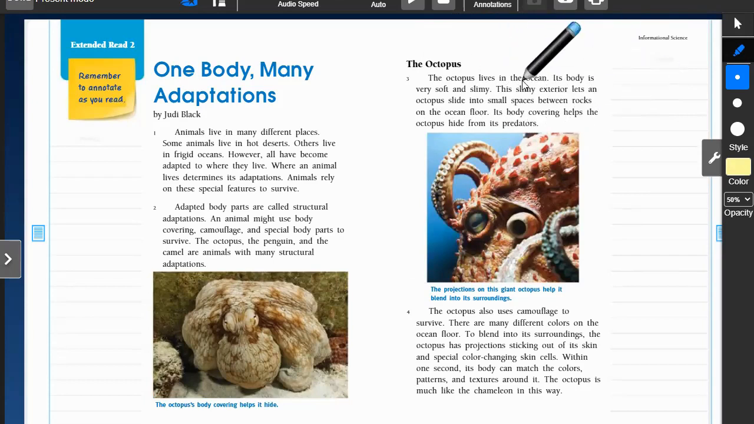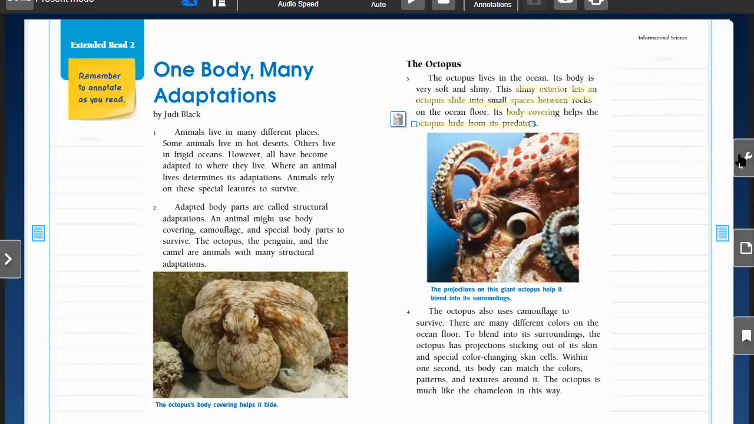In this paragraph, we just learned about an adaptation, and the adaptation we just read about is its slimy exterior. So that's its body covering, okay? The whole thing covering the octopus, it's slimy. How does it help it survive? Well, it says right here that the slimy exterior lets an octopus slide into small spaces between rocks. Why does it do that? It does this to hide from its predators. That way it will not get eaten, okay? So that is one adaptation.